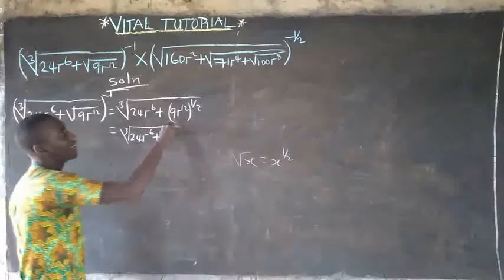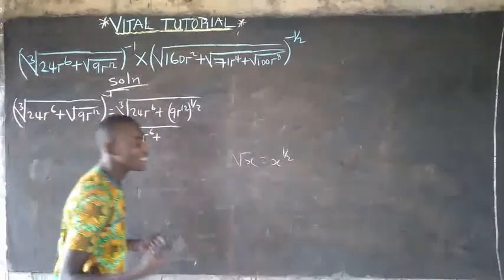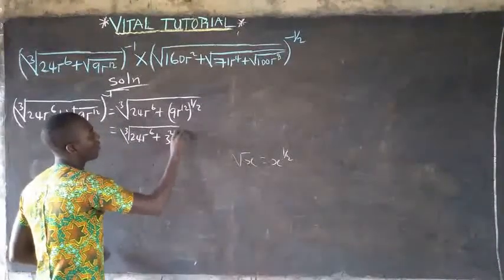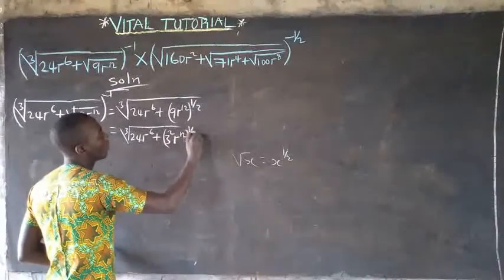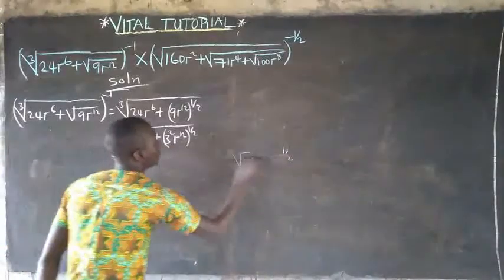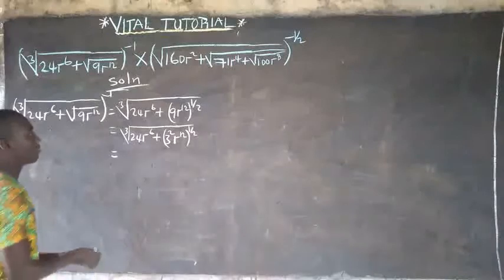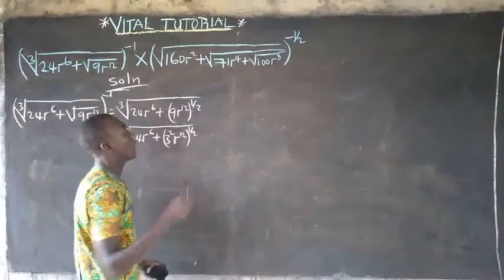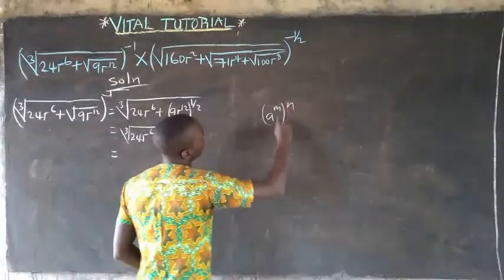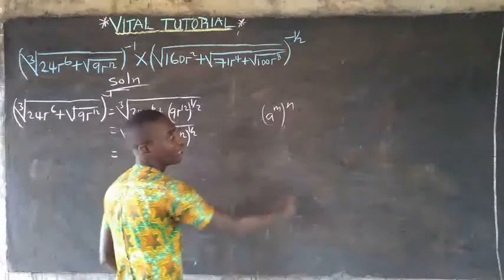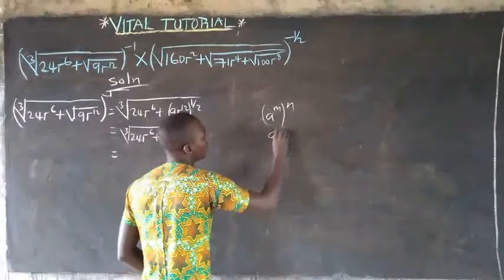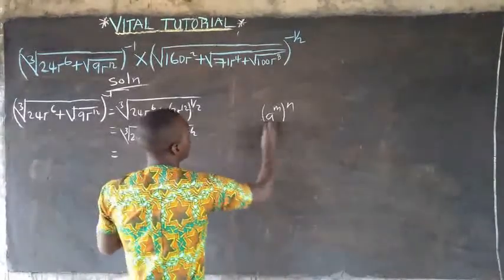plus, if you look, 9 can also be written as 3 raised to the power of 2. So 3 raised to the power of 2, r raised to the power of 12, everything raised to the power of 1 all over 2, which is equal to, if you look at this, power raised to a power. I told you about this in my previous video: a raised to the power of m, all raised to the power of n, is nothing but a raised to the power of m times n. So this is what we'll be using here right now.